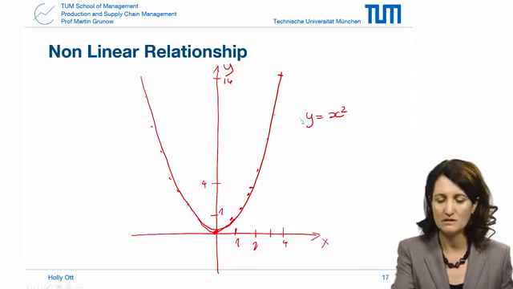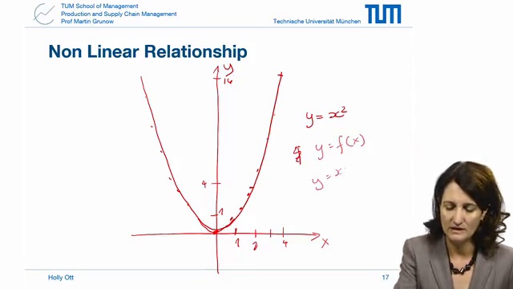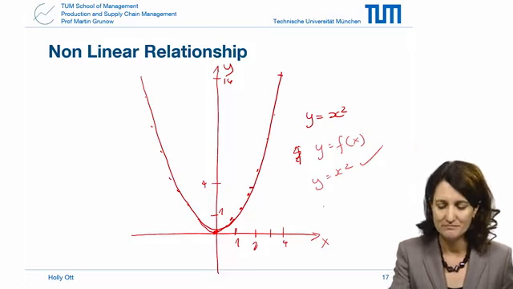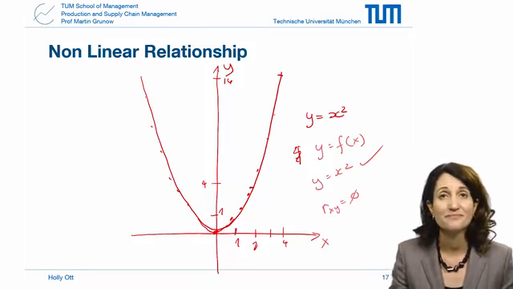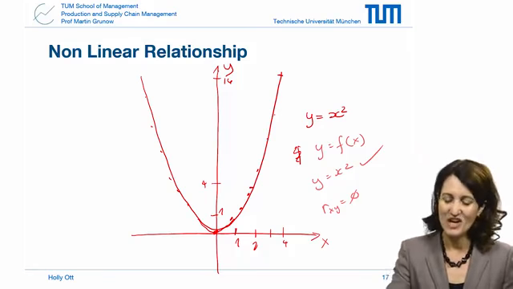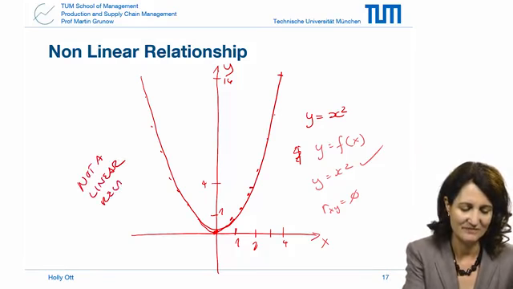But this is Y. Excuse me. Y is a function of X. Y equals X squared. There's a perfect relationship. But rxy is going to be 0. Why? Did I make a mistake? No, this is not a linear relationship.